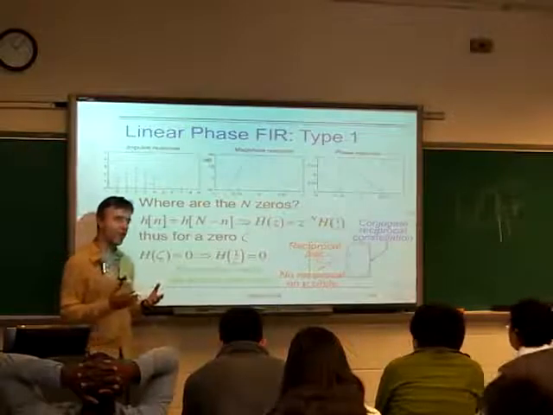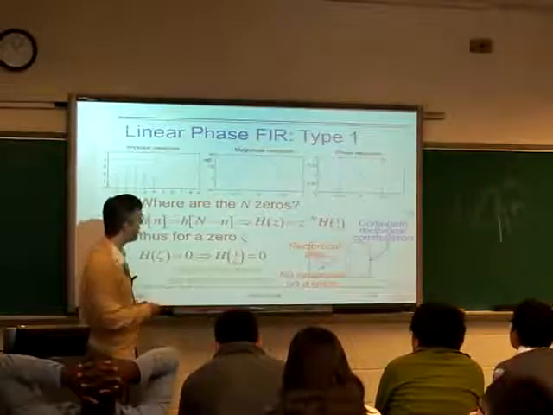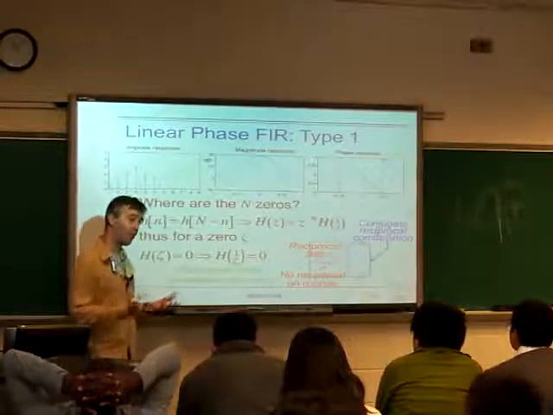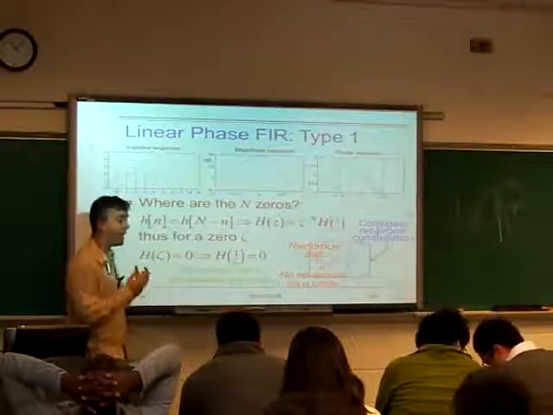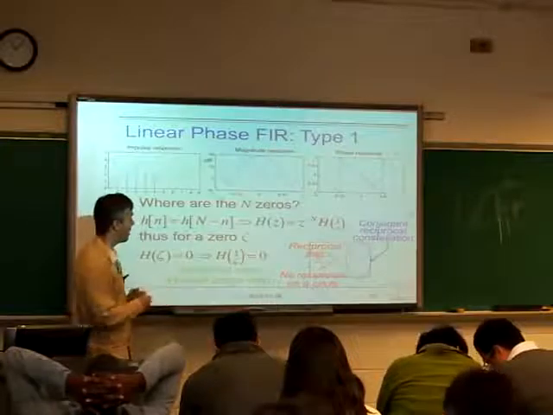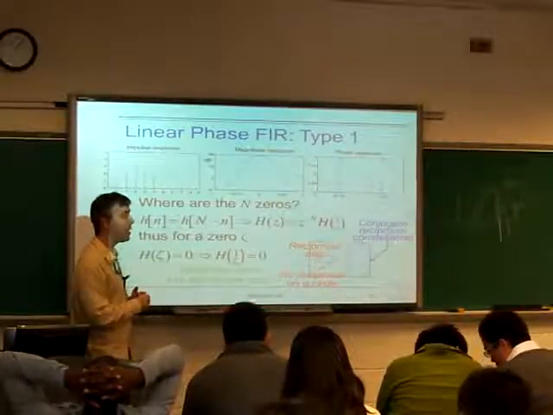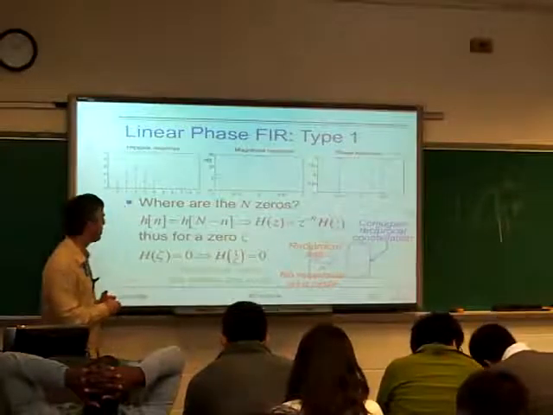Well, this is just an FIR filter. So we're used to taking our filters and thinking about them in the pole zero domain. It's a finite order filter. It's not that different from what we've looked at. So where are these zeros?